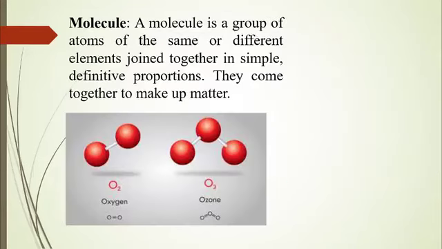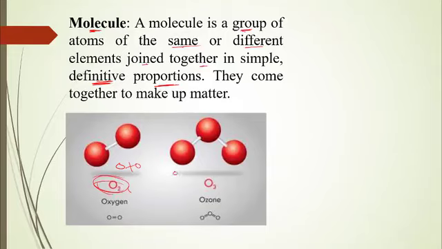Alright, now let's talk about molecules. Remember, we said an atom is the smallest indivisible particle of an element which can have a separate existence. Now, when we combine two or more atoms together in definitive proportions, we get what we call a molecule. So a molecule is a group of atoms of the same or different elements joined together in definitive proportions. For instance, from the illustration here, two atoms of oxygen will give us an oxide.